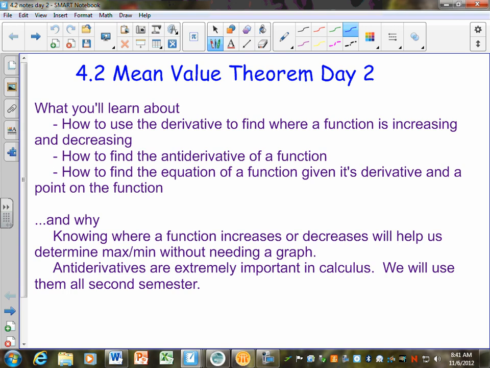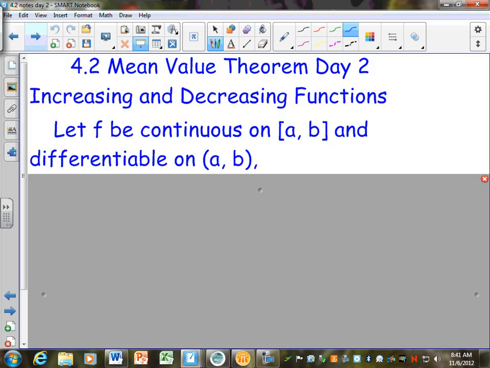The first part, knowing where a function increases or decreases, is very, very important because it helps us tell what's going on with the graph without graphing it. Antiderivatives are kind of the baby step before integrals, which is what all of second semester calculus is about. So it's kind of a big day in calculus. So the first thing is we just got to write.